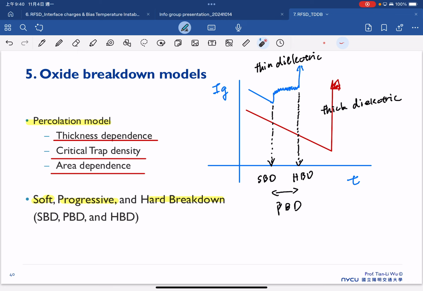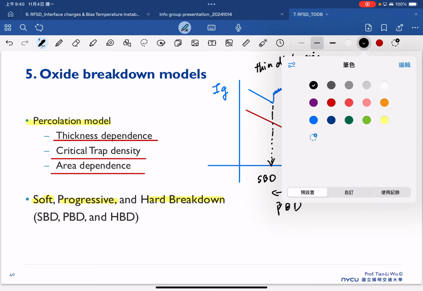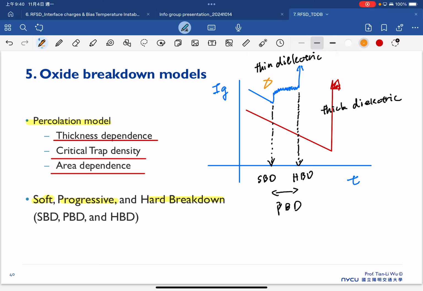So basically, once you start to test the gate dielectric reliability, it's very common to see this curve. First we have a soft breakdown, then the hard breakdown, and in between we have the noise. And this is a really important TDDB characteristic.